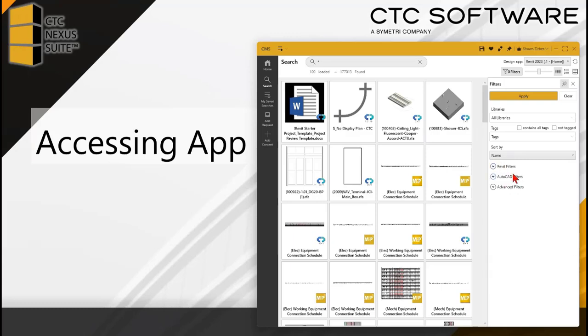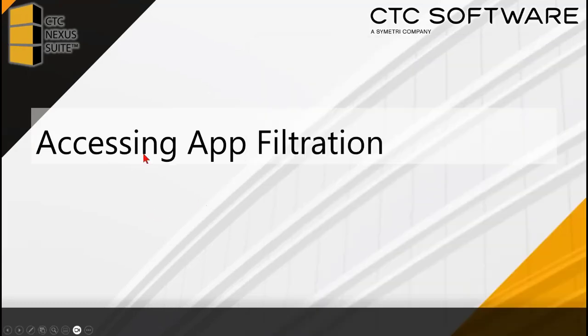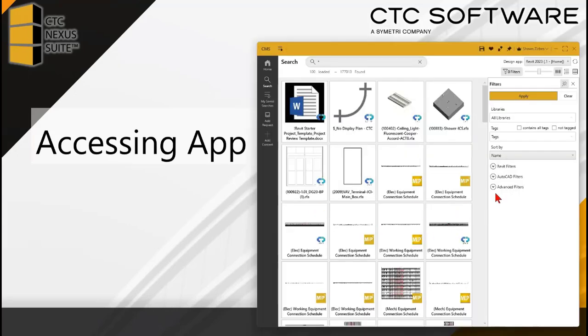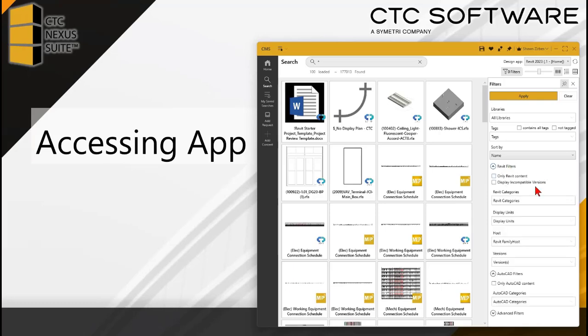Now, when you first take a look at this filters panel, if this is the very first time you're ever opening it up and trying to use it, you'll probably see these three subsections collapsed. And since the focus here is to talk about accessing the app-specific filtration, over here, if you're using Revit, you probably want the Revit filters open. If you're focusing more on AutoCAD or AutoCAD Civil 3D, you probably want the AutoCAD filters open. You can have them both open if you really want to, and you can see everything.